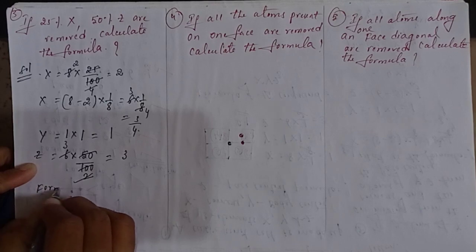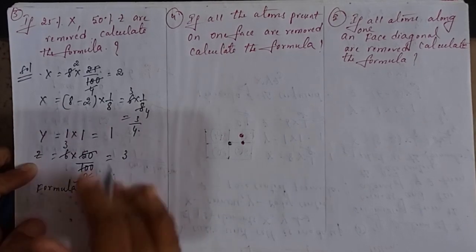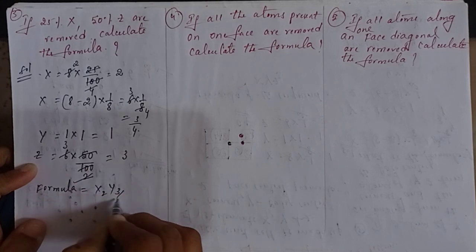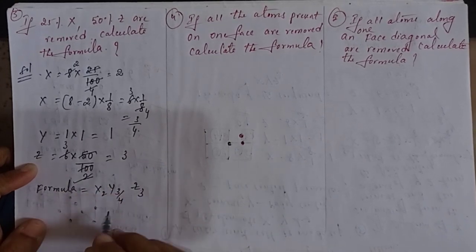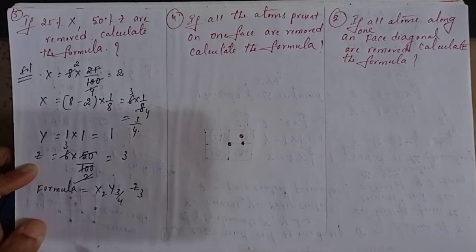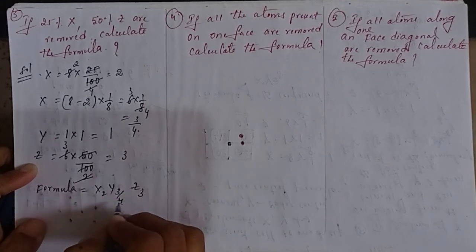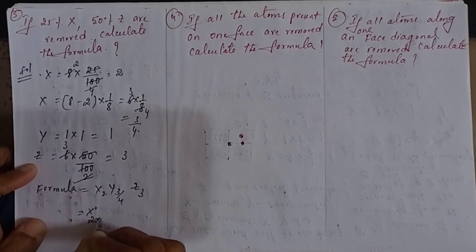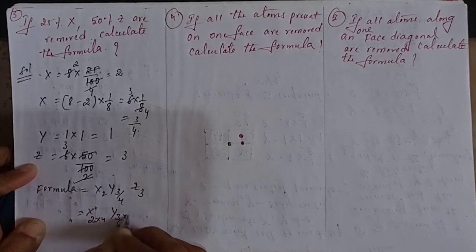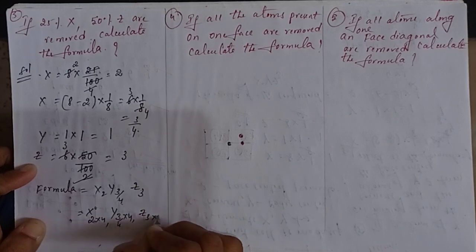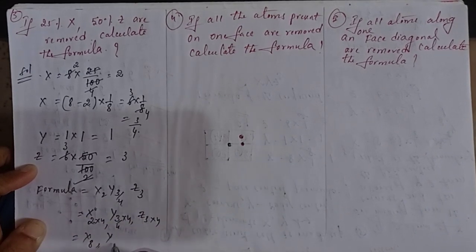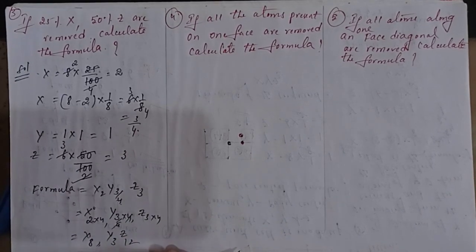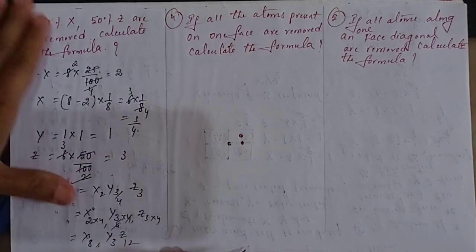Now what is the formula, students? How to write the formula? Formula of the compound is X 3 by 4, Y 1, Z 3. Clear this one? But here a fraction is there, so we have to convert into the simplest ratio. In the denominator 4 is there, so you have to multiply all the values with 4. So X 3 by 4 into 4, Y 1 into 4, Z 3 into 4. Then X 3, Y 4, Z 12. So this is the formula of the compound, students. Clear this question? Like this you have to calculate.